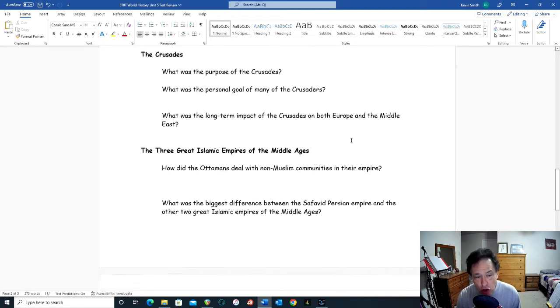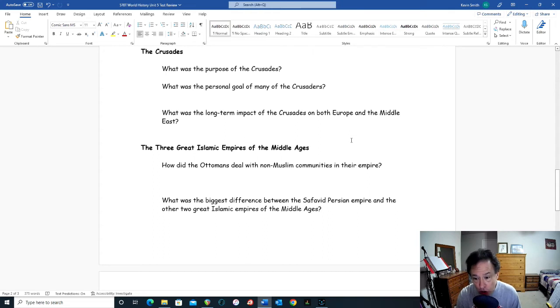So what was the long-term impact of the Crusades on both Europe and the Middle East? Well, Europeans were introduced to new ideas and products which stimulated trade between the Middle East and Europe. That stimulated both commerce and banking, and it contributed to the growth of towns and the need for education, all of which served to undermine the feudal system that we studied so extensively, because the feudal system was not designed to support those kinds of activities.